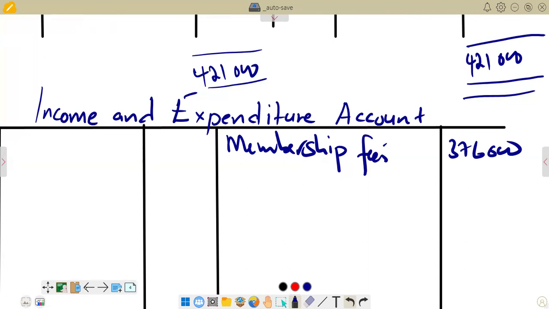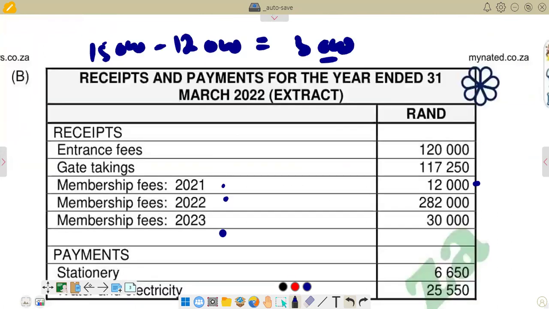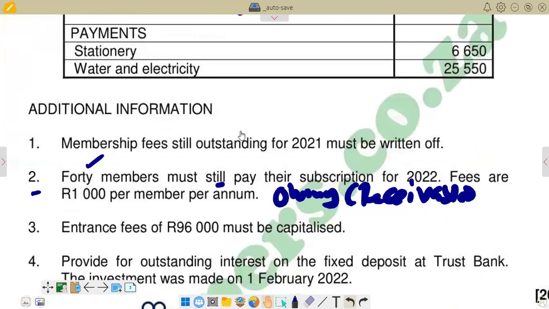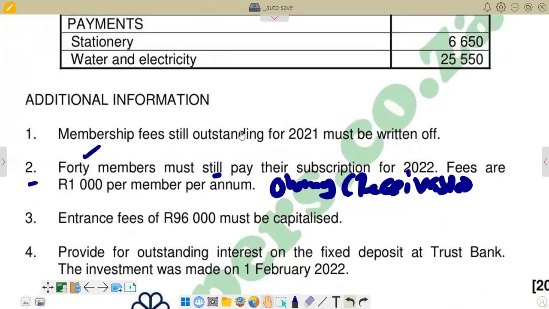So if you go to the question, you'll see that in the season payments, that's where we're going to find those. For income, we've got 120,000, which is our entrance fees. Then we can just go to additional information. Remember, for income and expenditures, we just don't have to pick the figures and put them there. You are supposed to go to the additional information to see if you have got any adjustment that is affecting that income or expenditure. Then you adjust if it's there. If it's not there, you take the figures from the season payments account and put it in the income and expenditure account.